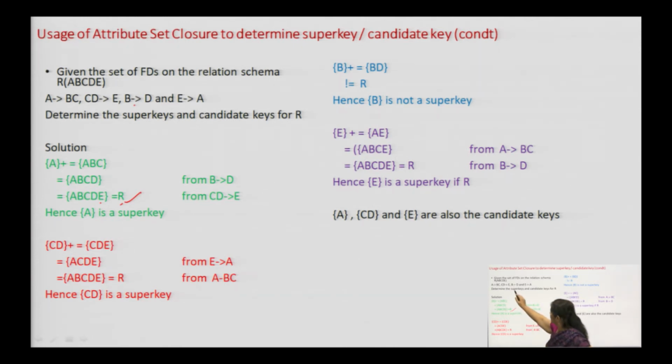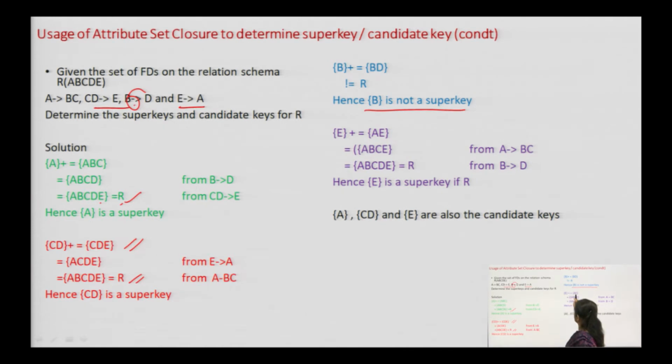Similarly, taking the next functional dependency CD to E, we will determine the closure of CD, and we see the closure of CD is equal to R, hence we say CD is a super key. Then we will take up the closure of B. The closure of B will only be BD, which is not equal to R, hence B is not a super key. Let us look at the closure of E.